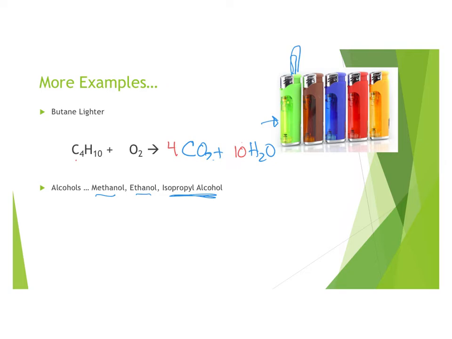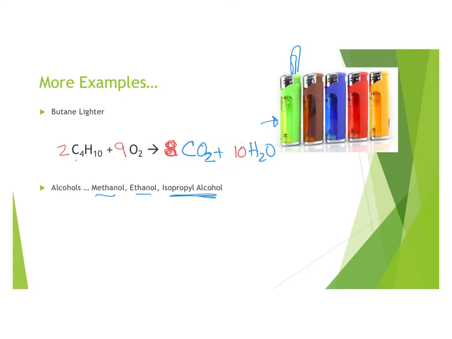Now we keep balancing. We've got 4 carbons, 10 hydrogens. Oop, now we've got 20 hydrogens, so I need to put a 2 out in front over here. Now I've got 2, and over here we've got 8 plus 10 oxygens, which is 18, so I'm going to put a 9 in front there. Going back to the beginning to keep balancing, we now have 8 carbons. Over here we only have 4, so we're going to put an 8 in front of this.